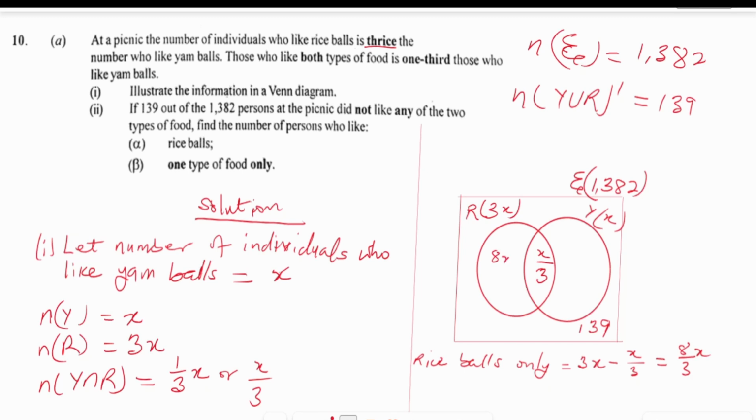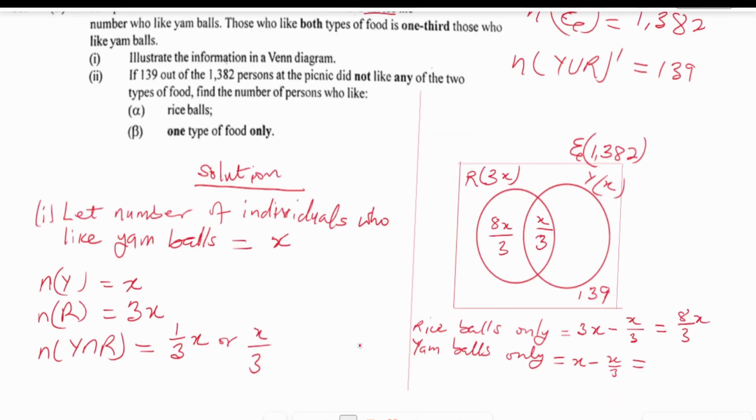So we'll have 8x/3 here, and then we'll do the same for yam balls only, and that will be x minus x/3, and that equals 2/3x, and here will be 2/3x or 2x/3, whichever way you want to write it. So at this point, I want to believe that the first part of our question is answered, the (i) part, which is for us to illustrate the information on the Venn diagram. So this is how our Venn diagram looks like.